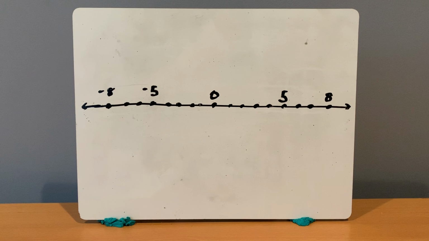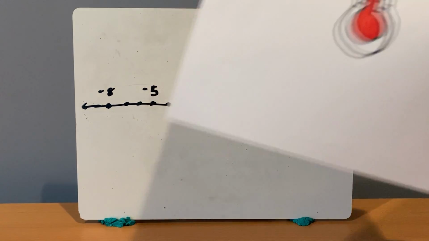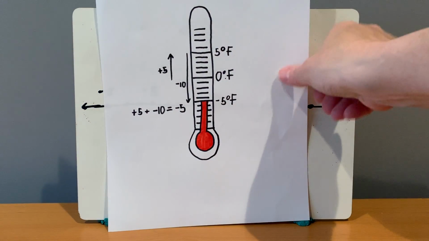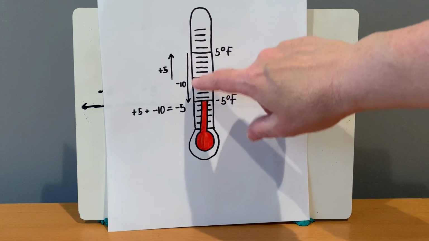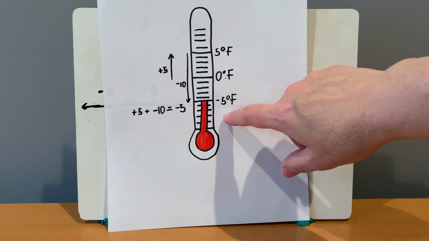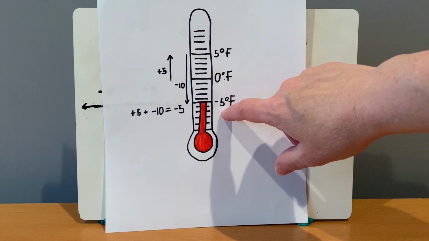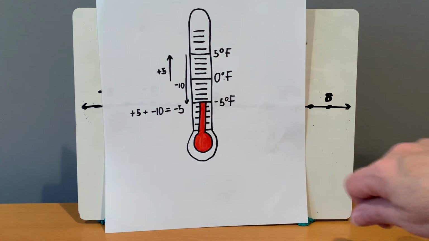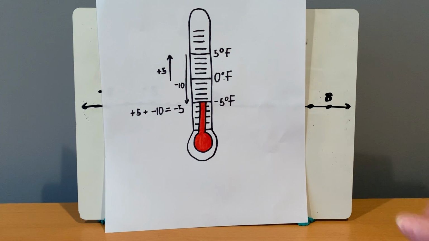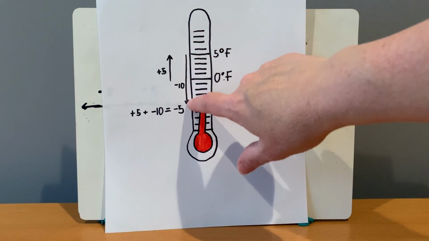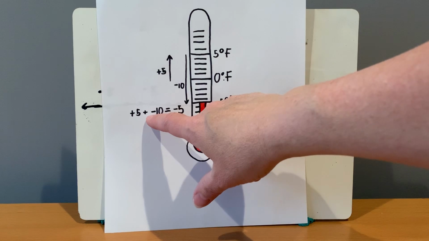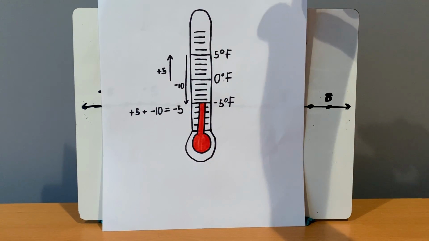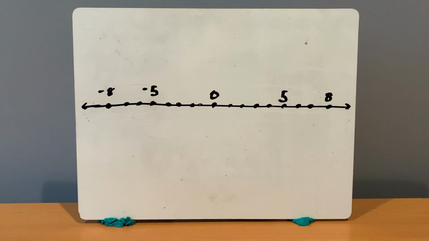Now, if the temperature starting at 0 rises 5 degrees from 0 up to 5 degrees and then falls 10 degrees, we will end up at -5 degrees. So the sum is less than 0 because the temperature fell more than it rose. It rose 5, but it fell 10. So we had a +5 plus -10, which equals -5.